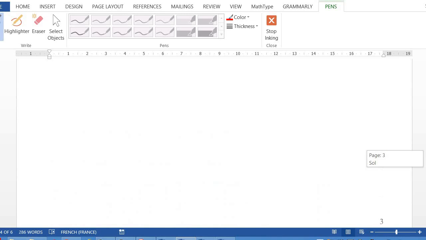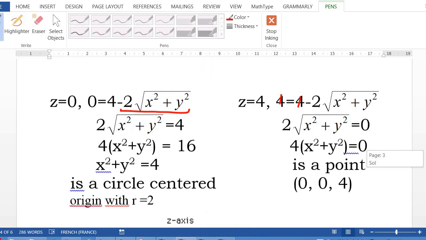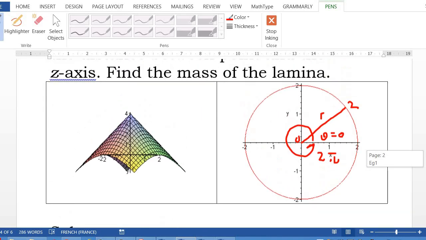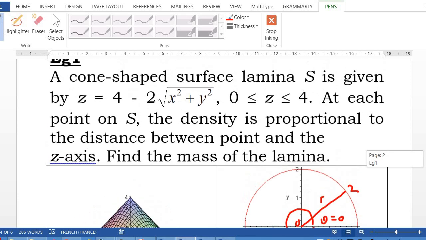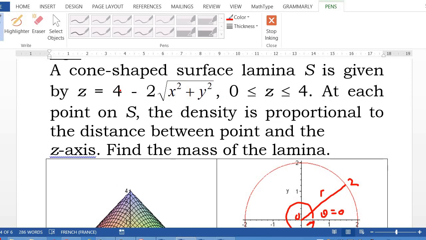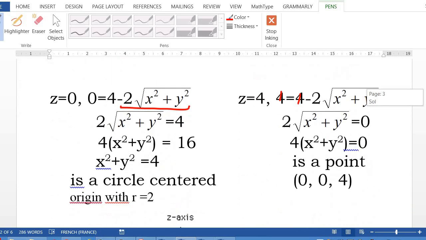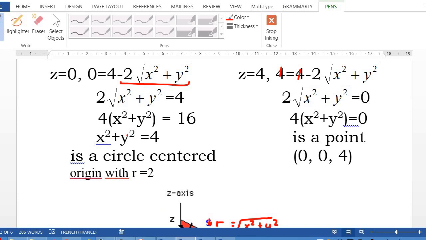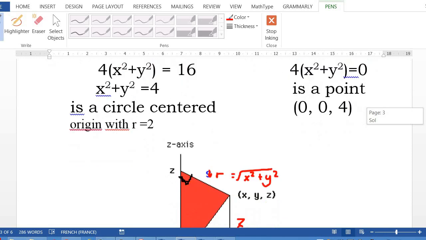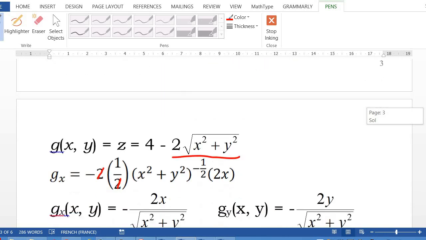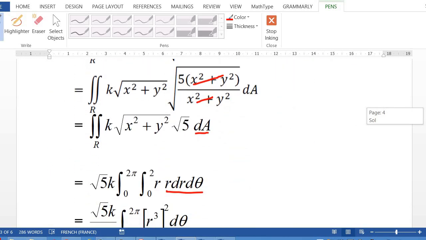And as mentioned just now, the region R is actually the projection of the cone z equal to 4 minus 2 times the square root of x squared plus y squared onto the xy plane, which happens when z equal to 0. Solving it, let z equal to 0. When you solve it, you get x squared plus y squared equal to 4. Hence, r is from 0 to 2, and it's a full circle, theta from 0 to 2 pi.